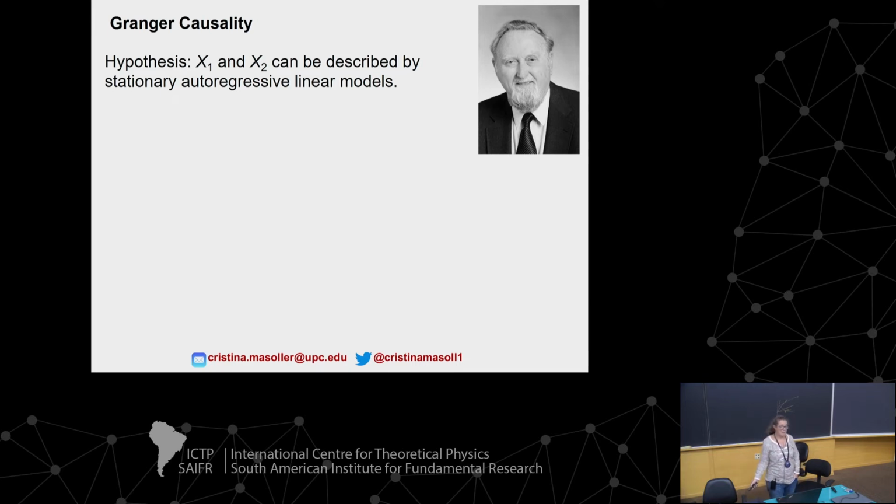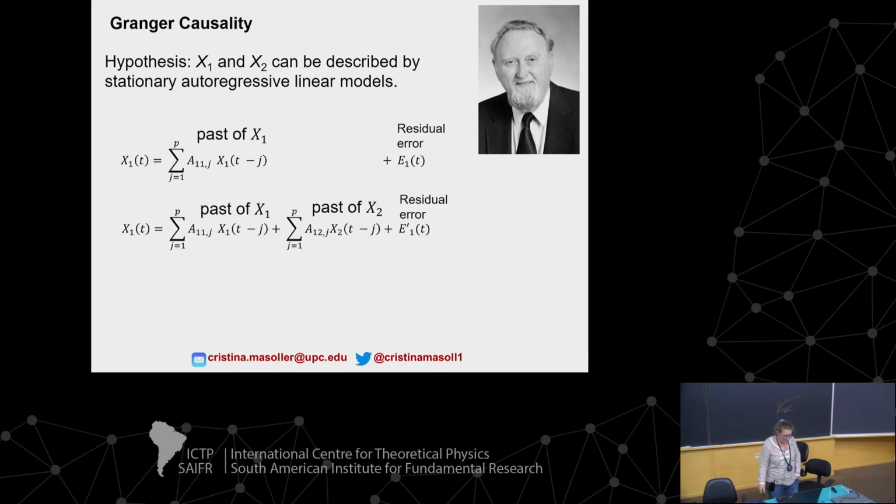Okay, first of all, this has a strong hypothesis. Two time series are described by stationary, autoregressive, and linear processes. This means that the value at time t of a time series depends on its past. We can represent it by this equation, some terms here, plus a residual, which is not explained by this equation. This is the past of X, and this is some residual.